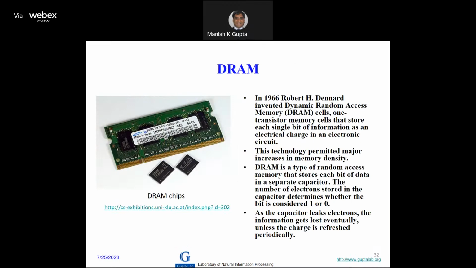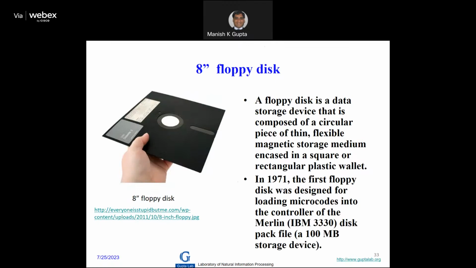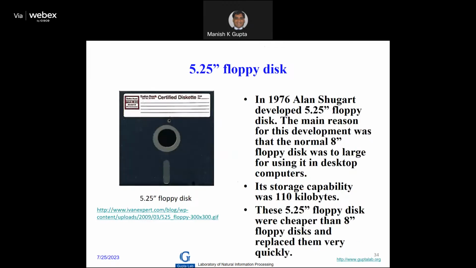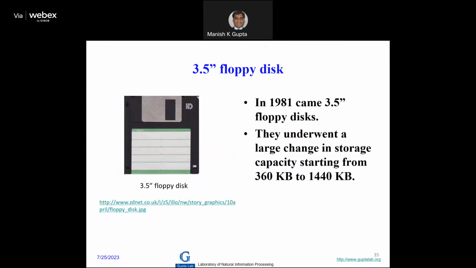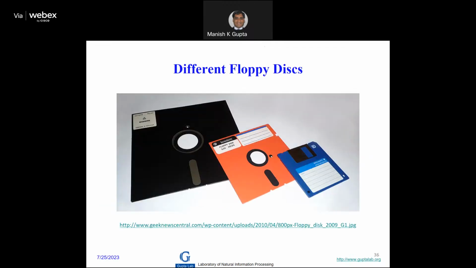DRAM in 1966. I think some of you might be knowing about DRAM, right? Then 8-inch floppy disk, 71. Okay, so storage size is around 100 MB. 5.25-inch floppy disk in 1976. 3.5 in 1981, which is 1440. So it ranges from 360 to 1440 kilobytes. Different floppy disks, actually, you can see. I have some of these things in my home yet, so my daughter asked, what are these things? So I say that these are the old storage devices, but they are lying anyway.